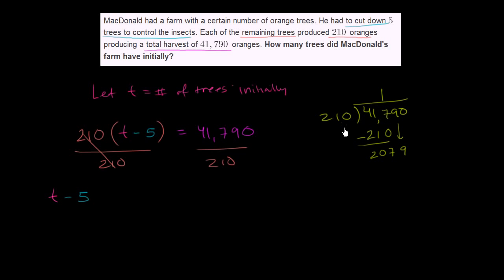How many times does 210 go into 2,079? It looks like it would go into it not quite 10 times. It looks like it would go into it 9 times. 9 times 210 is going to be, let's see, 9 times 0 is 0. 9 times 1 is 9. 9 times 2 is 18.